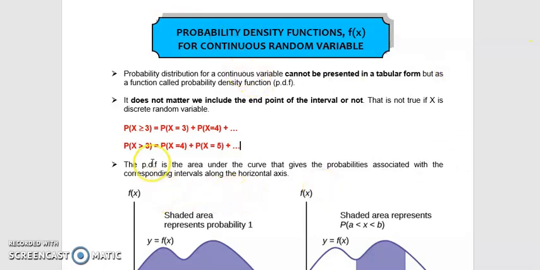So in discrete, these two notations differ. If x greater or equal to 3, it means that 3 is included. If x greater than 3, start from x equal to 4. But in continuous, whether you include or exclude, it is the same thing. So remember, in continuous, whether with or without the equality sign, it is the same. Later on, I will show you the theorem. So that is what is meant by this point.